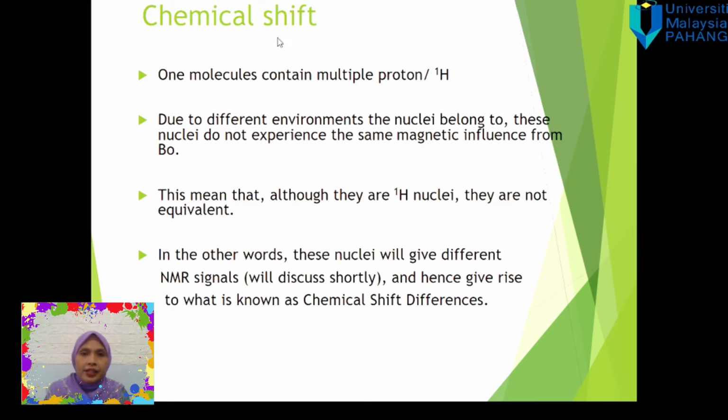And the thing that I said just now, the NMR signal, is also known as a chemical shift. The chemical shift of different protons is different. It depends on the environment of the protons in the molecules.